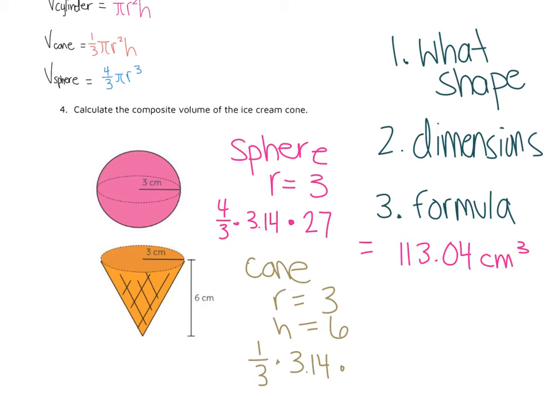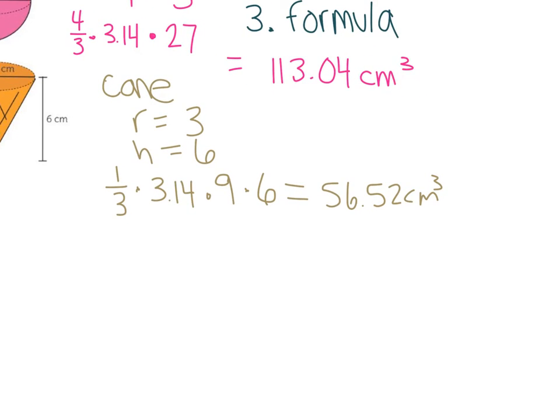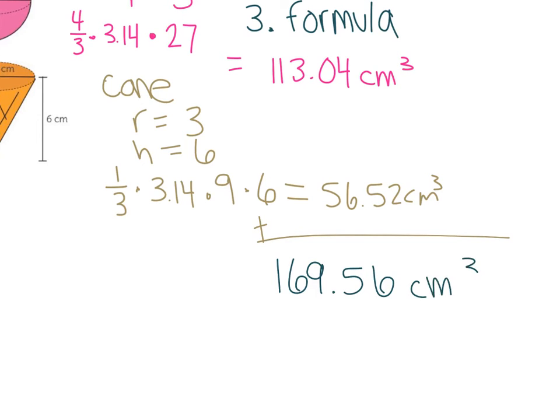Now I'm going to find the volume of the cone, which is 1/3 times pi, so 3.14, times the radius squared, so 3 times 3 is 9, times the height of 6. Again, I'm using my calculator as support. And when I compute that, I get 56.52 centimeters cubed. Now remember, I'm working with these 2 shapes, so I need the combined volume of those 2. So I'm going to add together the 113.04 and the 56.52, and my grand total, the composite volume, is 169.56 centimeters cubed.